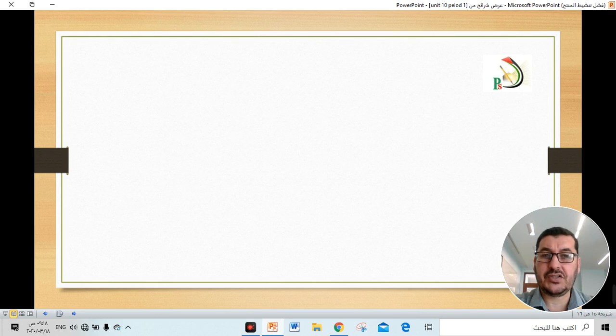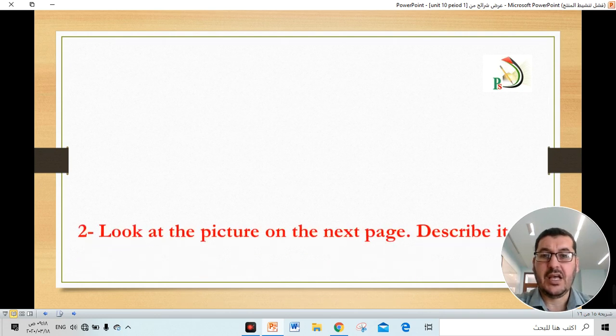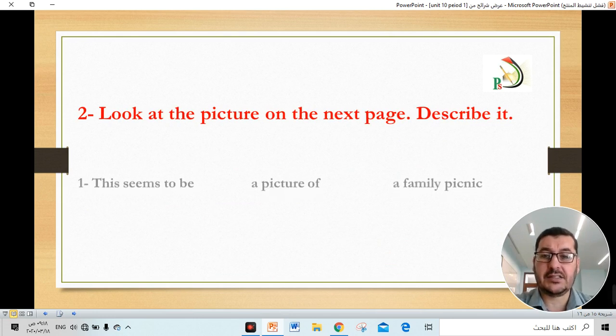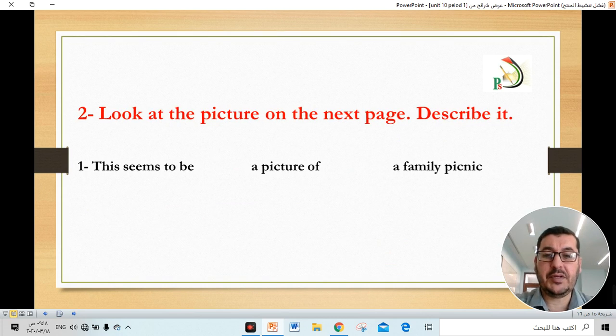Now, after you finish reading and matching, I need you to look at the picture on the next page and describe it and check your answers. Number 1, this seemed to be a picture of a family picnic.